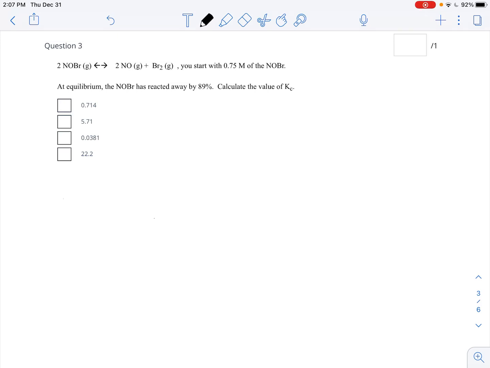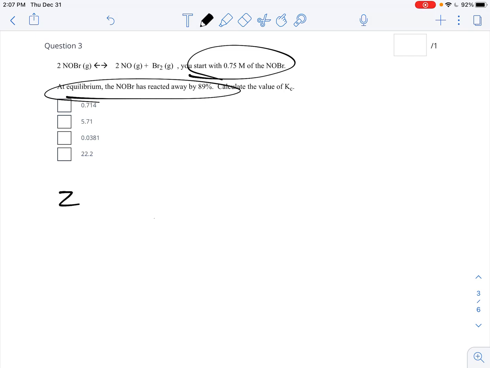All right, number 3 is where we start to get into those ICE tables. And how do we know we need an ICE table as compared to the other ones? It's because they told us some starting conditions and then they told us some equilibrium conditions. So we're going to have to keep track of all of this in one of those ICE tables, because where you start is certainly not where you end. We're going to have to figure out what you start with, how much it changed by, and what equilibrium is.